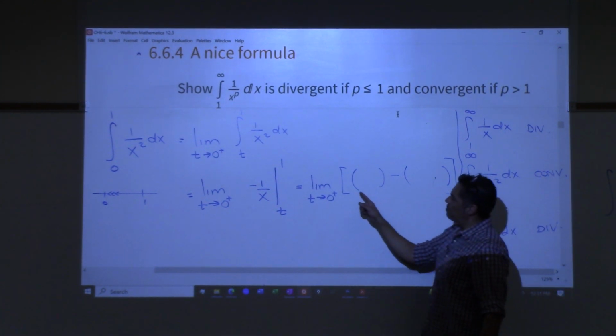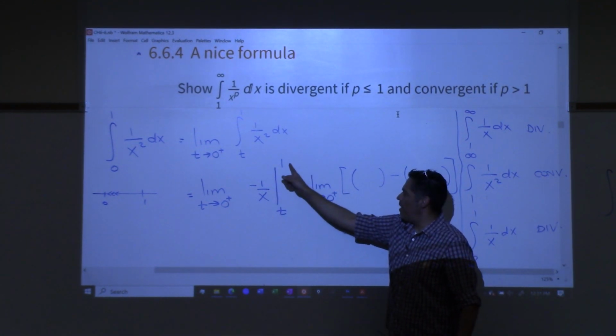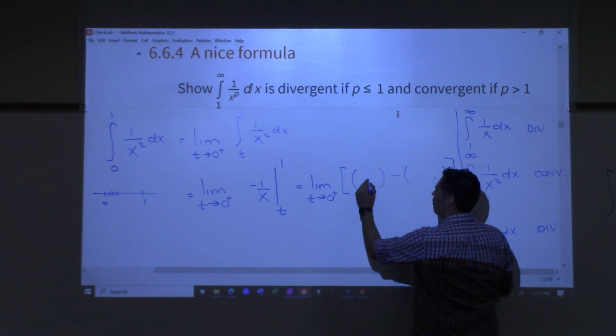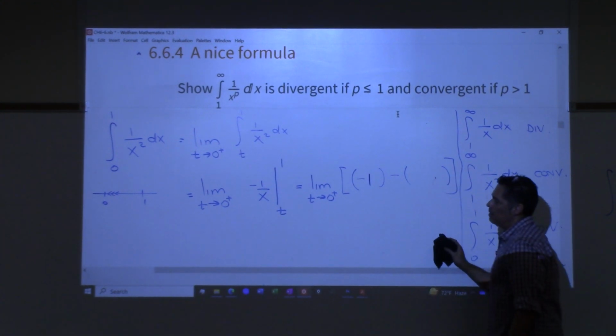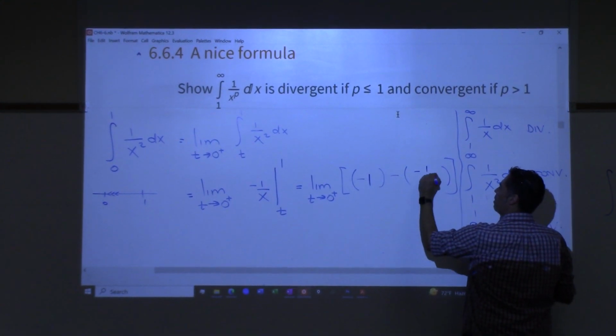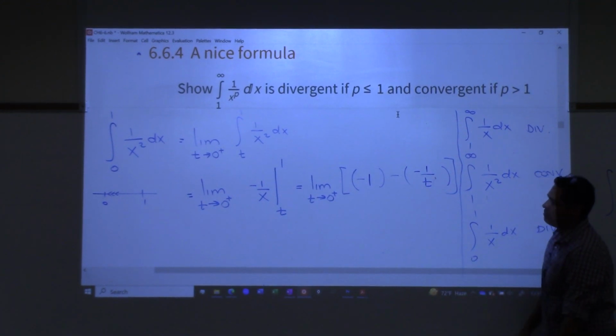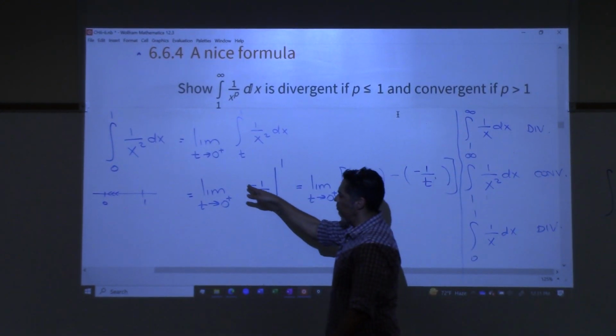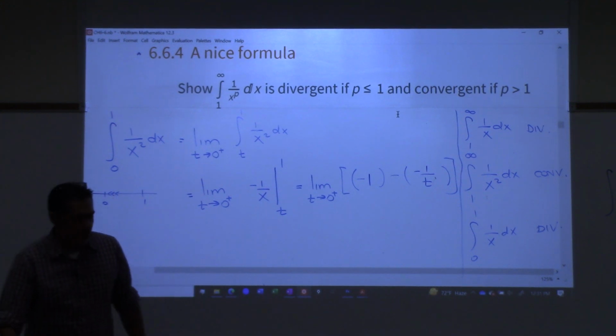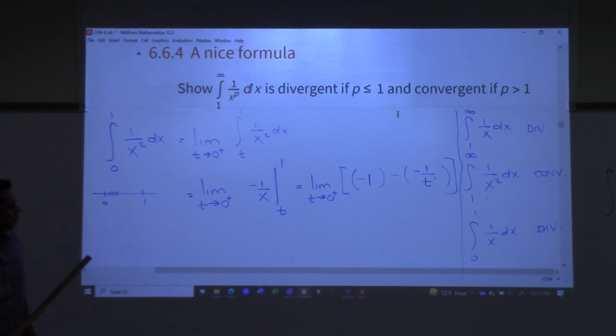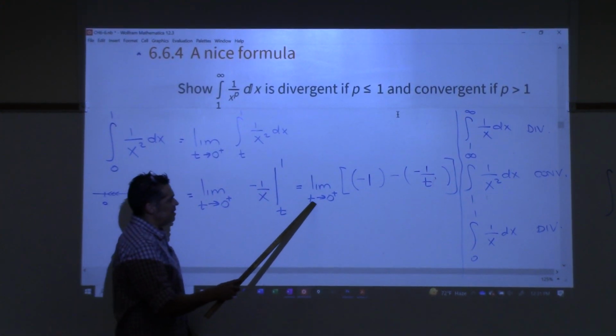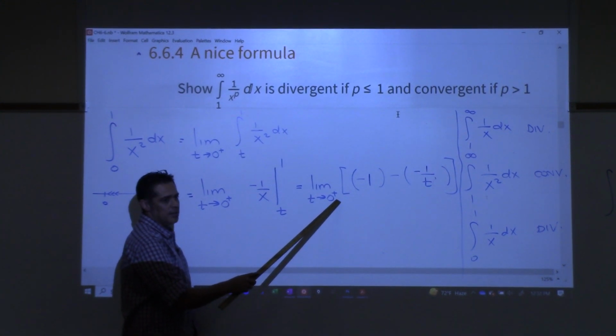Okay, let's plug in 1 first. Hey, that's not bad, right? 1 goes in there, no problem. Negative 1 over 1, negative 1. And then minus 1 over t. Replace the x with t. And now let's take a limit. What happens if I let t go to 0 from the right?